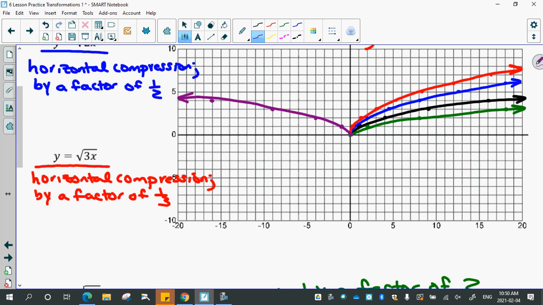So that's a horizontal reflection. Points in the other direction. Instead of pointing right, points left.